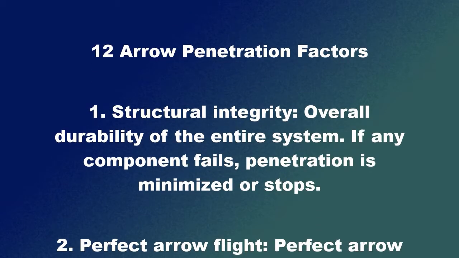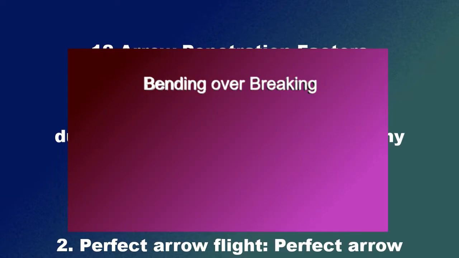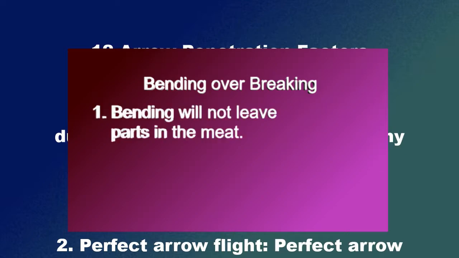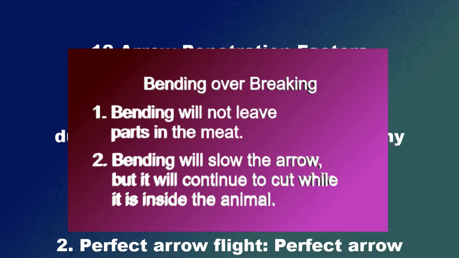Structural integrity. Overall durability of the entire system. If any of the components fails, penetration is minimized or stops. That makes sense because if anything breaks or even bends, the arrow is going to slow or even stop. Between bending and breaking, I prefer bending of the head for a couple reasons. Bending will not leave parts of the head in the meat. Bending will slow the arrow, but will continue the cut while inside the animal.